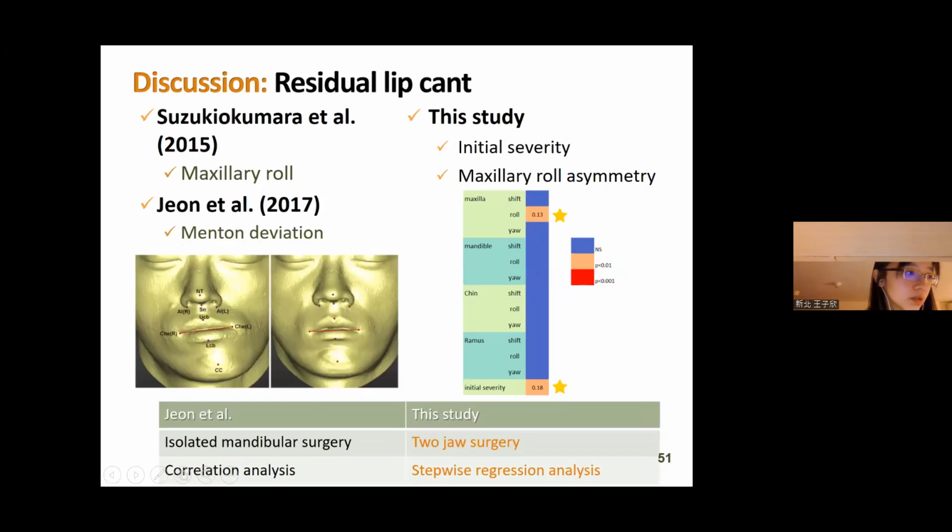For residual lip cant, in our study, we found that residual lip cant was related to initial severity and maxillary roll asymmetry. This result is the same as in the Suzuki Okumura study, but in the study by Jung 2017, lip cant was related to menton deviation. The possible reason might be that in Jung's study, they did one-jaw surgery. And in their study, they used correlation analysis, and we used stepwise regression analysis.